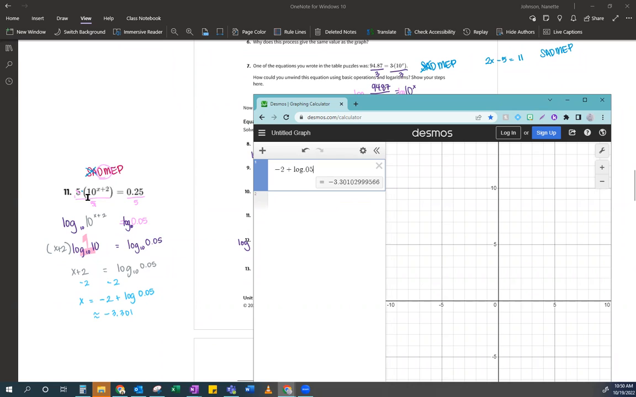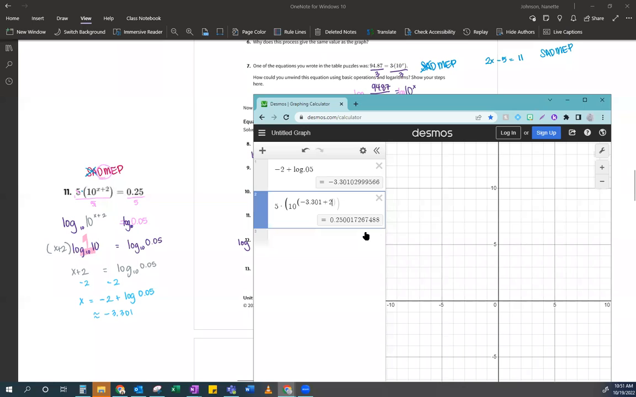If you wanted to, you could check your answer, and I highly suggest this. So I'm going to plug this in. I'm going to say 5 times parentheses, and I'm going to plug it in exactly what I see here, 10. And then instead of that x there, I'm going to put this number here, and it's going to look funny, but that's okay. And I'm going to put parentheses around my exponent, -3.301 plus 2. Okay, and there's my answer, 0.250017. Ms. Johnson, it's not exactly the answer.